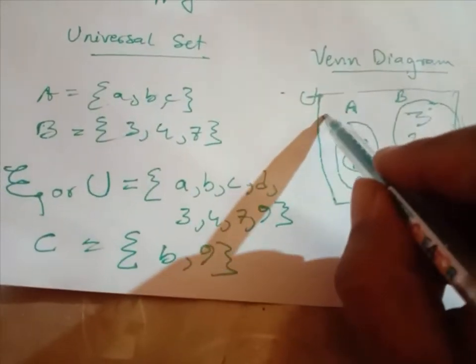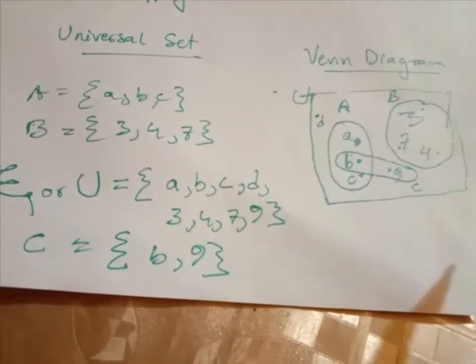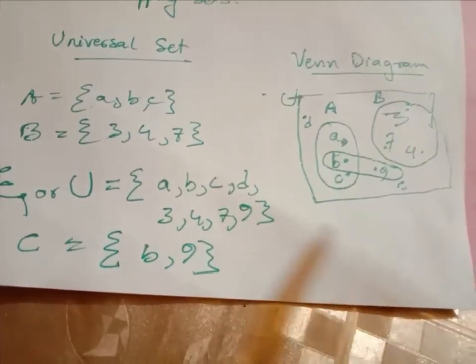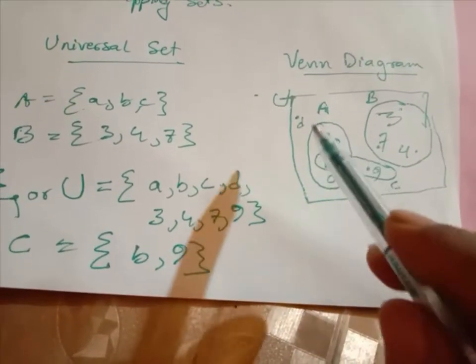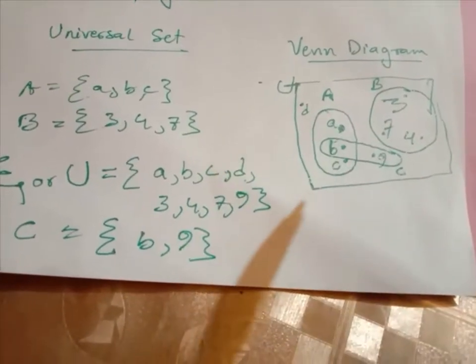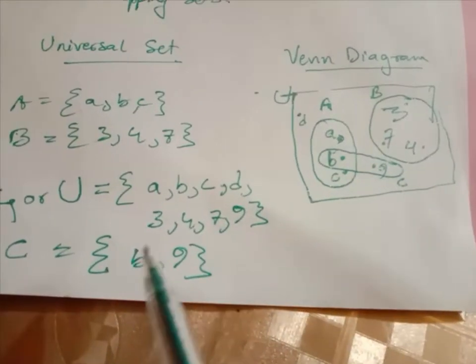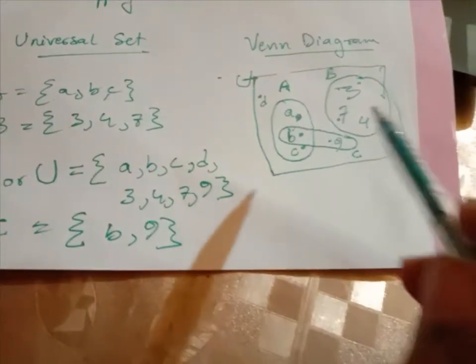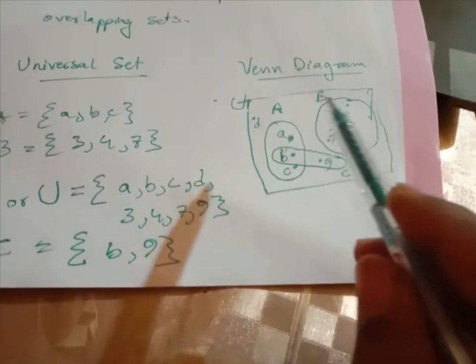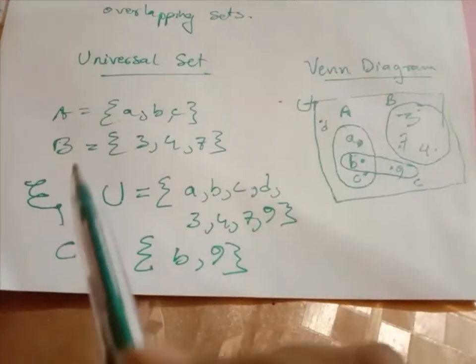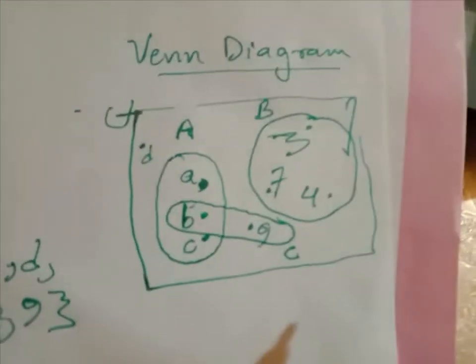So let us say this is element D. All the elements will be represented by small dots, and we can write the element near the dot also, don't worry. So D, 3 is here, 4 is here, 7 is here and 9 is here. So this is how you will represent A, B, C and U in a Venn diagram.